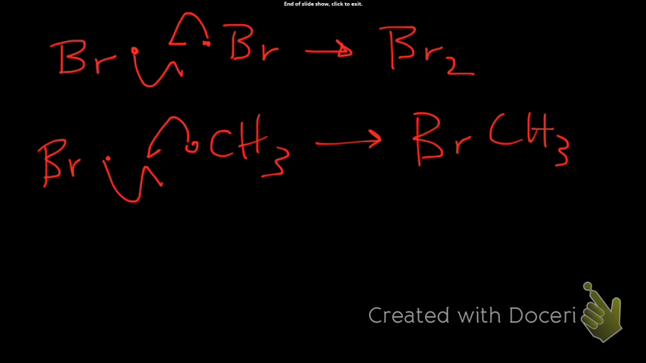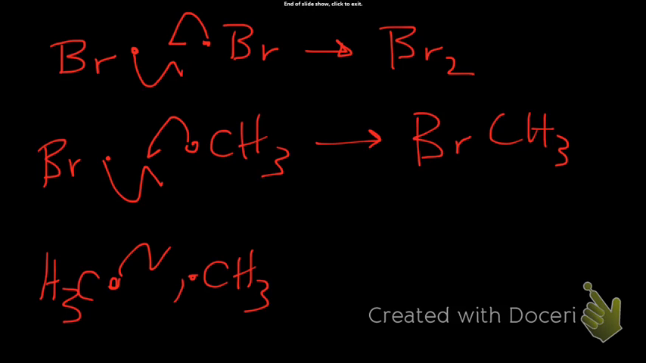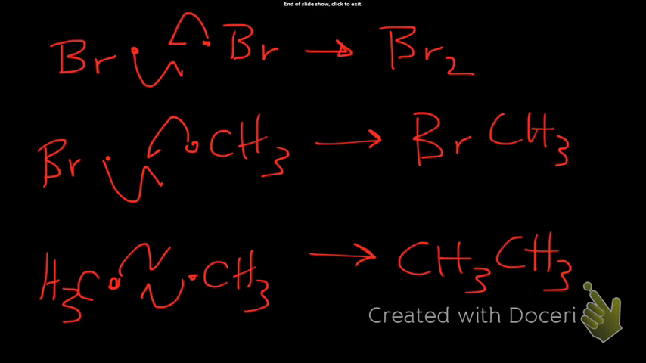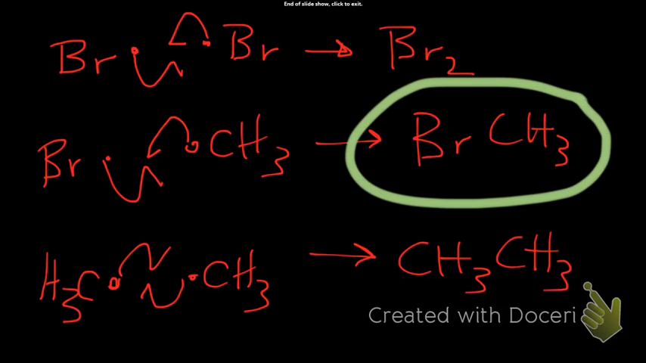Or, and the likelihood of this one is really small, in theory you could have two methyl radicals coming together, and in this instance you'd be forming ethane. However, the likelihood of that is quite small, so this would be a very, very minute product, to where our primary product really is the alkyl halide that we were wanting to form. So that's going to be our major product by far.